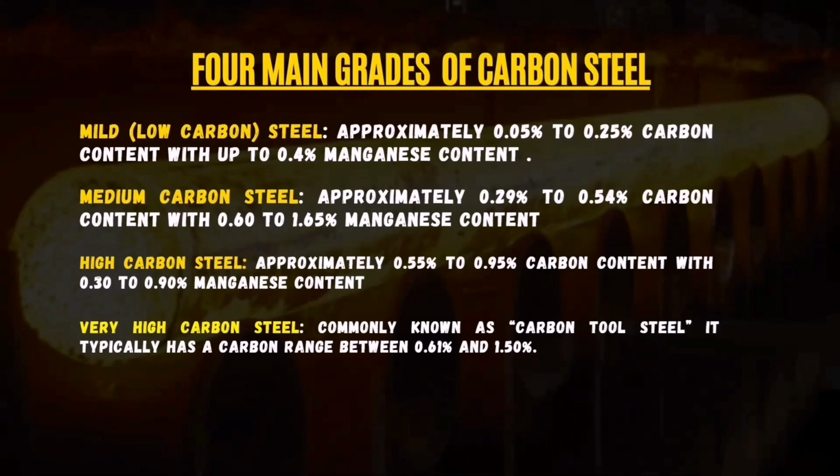Last, we have the very high carbon steel or ultra high carbon steel, commonly known as carbon tool steel. It typically has a carbon range between 0.61 and 1.50%. Ultra high carbon steel is brittle and very hard and can be cold worked. It is also called cast iron.